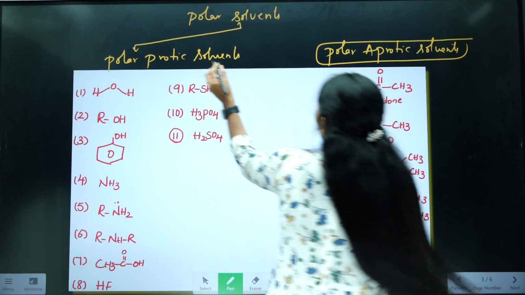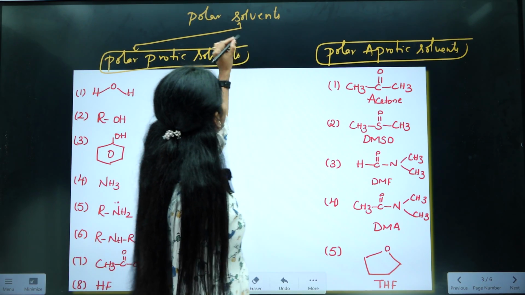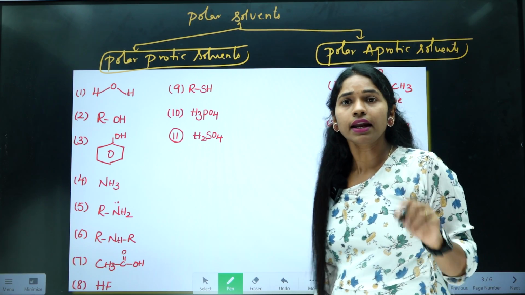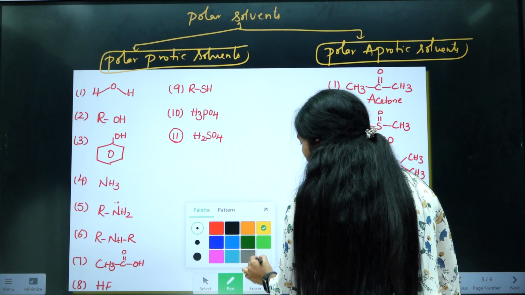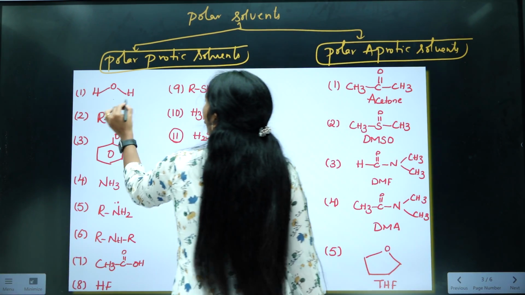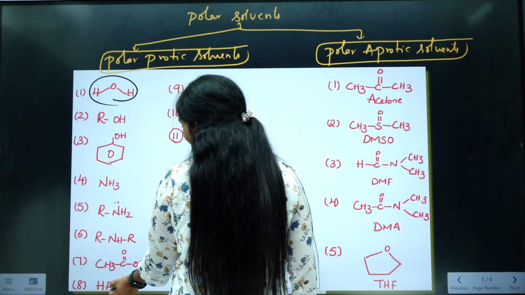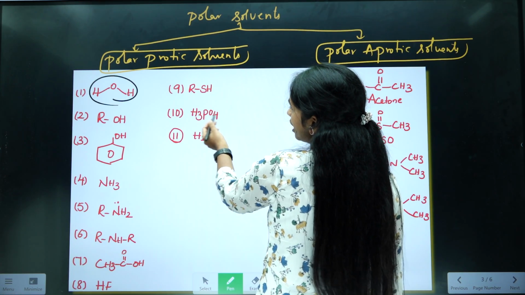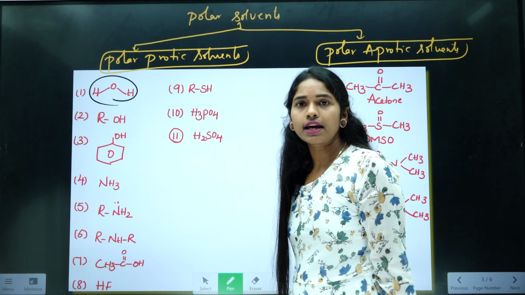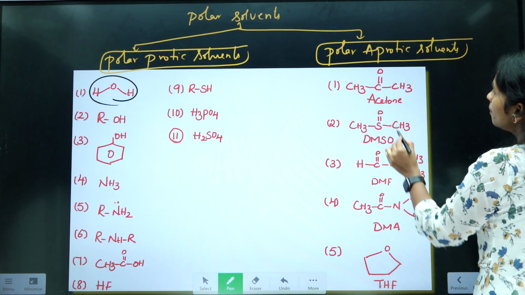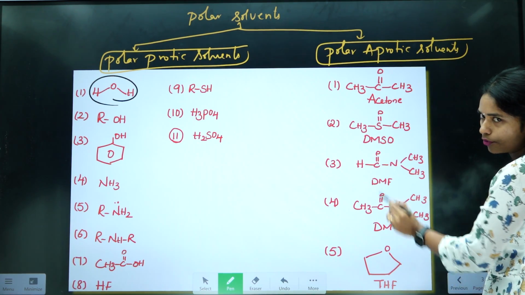Then you should identify in the exam, very important, which is a polar protic solvent and which is a polar aprotic solvent. See the examples one time. Water, alcohol, phenol, ammonia, amines, acids, HF, RSH thiols, phosphoric acid, sulfuric acid, all these are polar protic solvents. These are polar aprotic solvents.